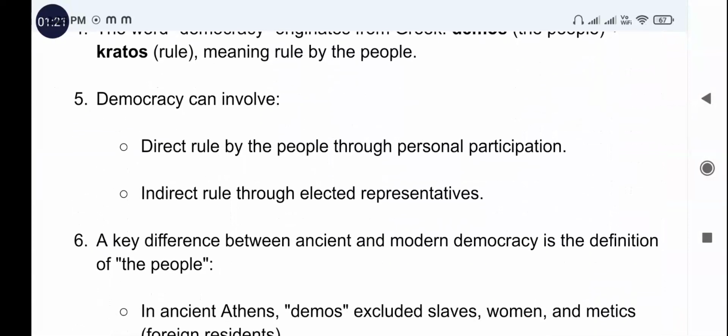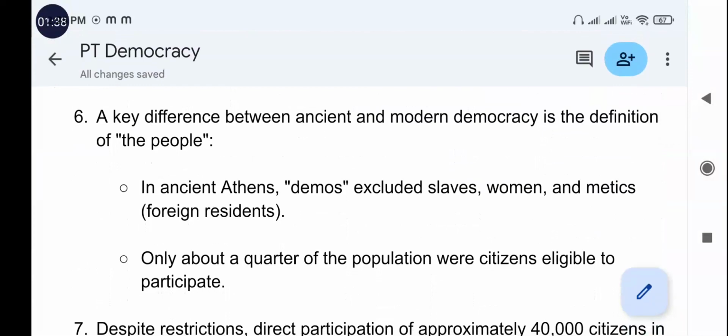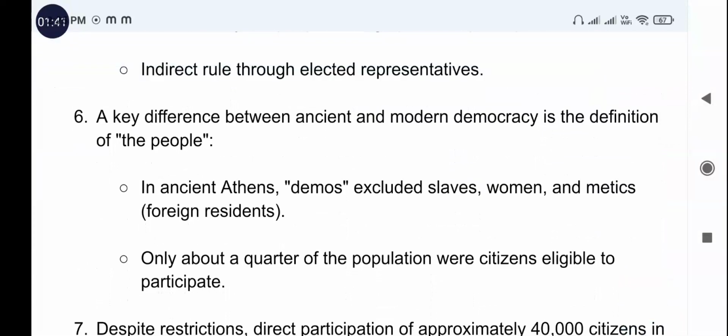Democracy can involve direct rule by the people through personal participation, or indirect rule through elected representatives. Now, a key difference between ancient and modern democracy is the definition of the people. In ancient Athens, the demos, the people, excluded slaves, women and metics.